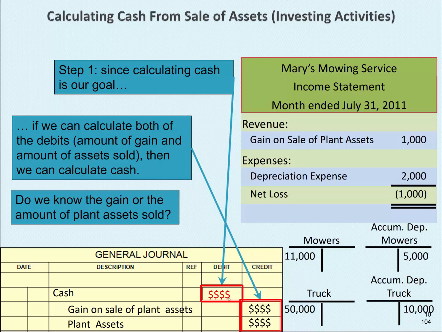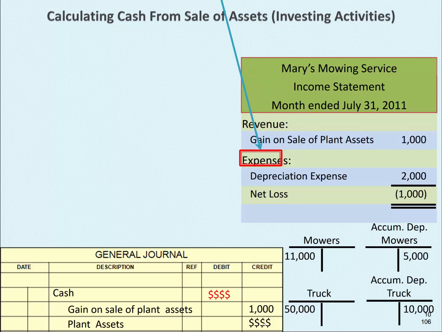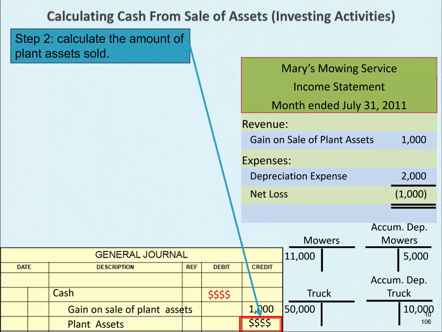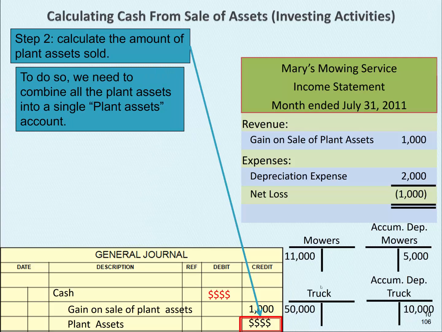So do we know the gain or the amount of plant assets sold? Well, we know the gain. So we can plug that into our journal entry. So we've got one of the three numbers. Now we need to figure out how much the plant assets account went down with this credit. So to do that, we're going to make a giant T account. So we're going to take our mowers and truck account and our accumulated depreciation accounts and combine them all into a single plant assets account.